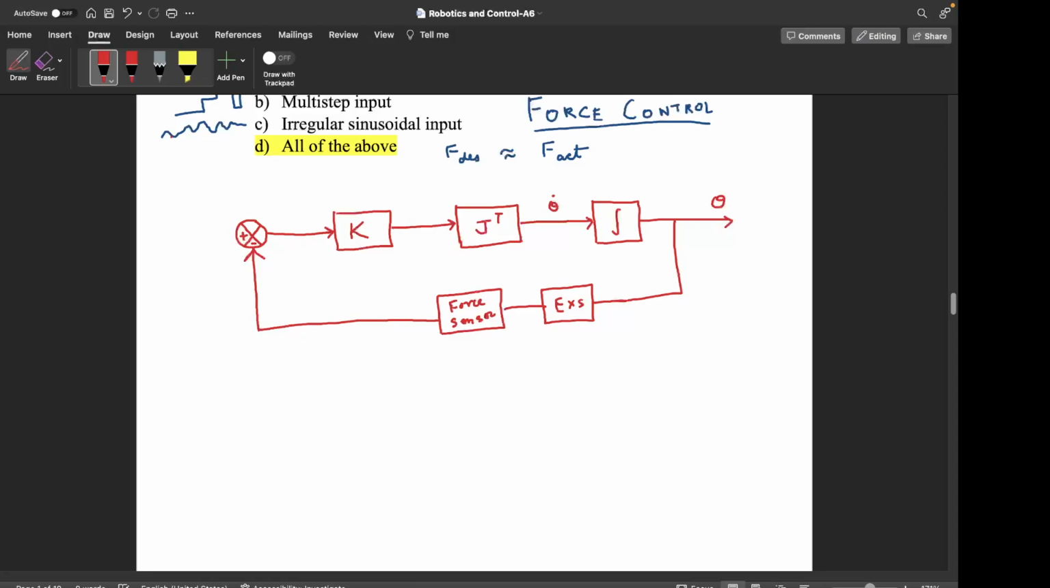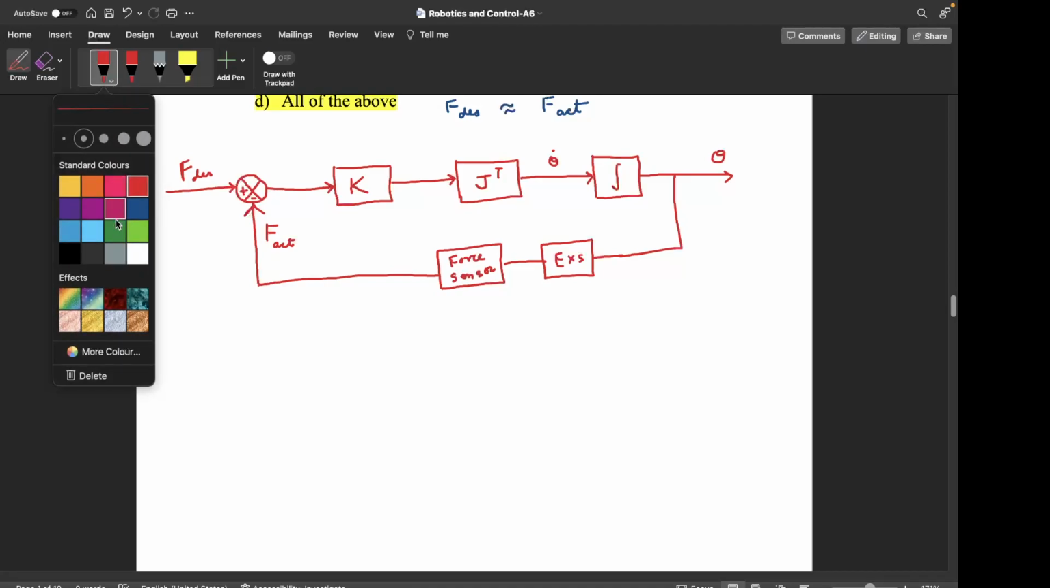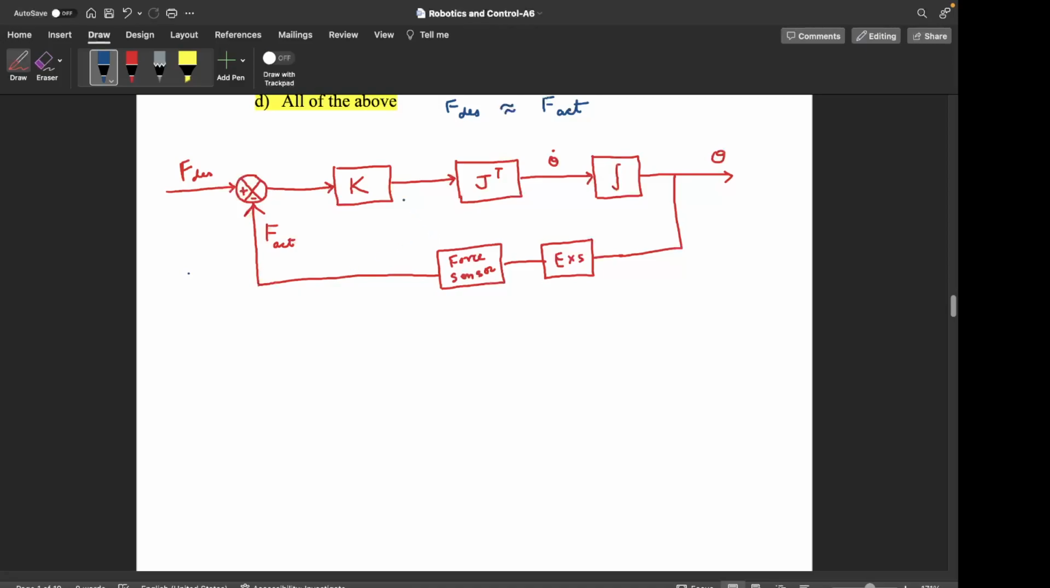This is F actual, and here we are putting F desired. Right, I guess we are done with this diagram. So first of all, let's write the control expression from this block diagram, right? So let's start from here, from this point.